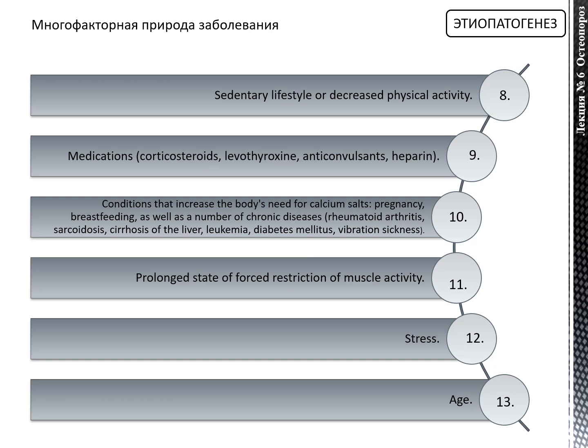These drugs in their systemic intake can constantly lead to the development of osteoporosis. Conditions associated with the increased need of the body for calcium salts, pregnancy, breastfeeding, as well as a number of chronic systemic diseases, such as rheumatoid arthritis, sarcoidosis, cirrhosis of the liver, leukemia, diabetes mellitus, vibration disease, all this can lead to osteoporosis.